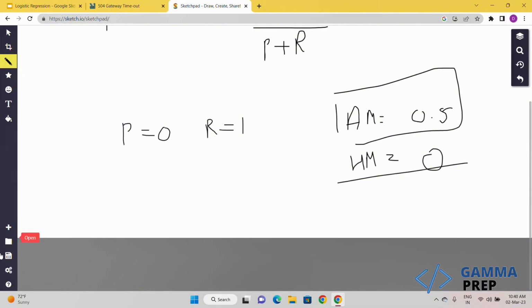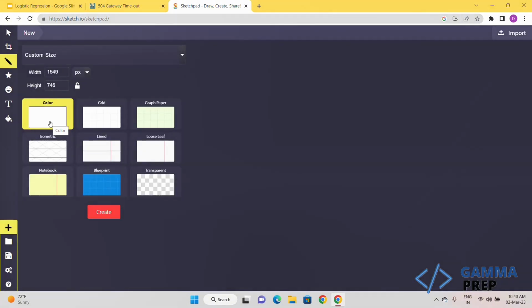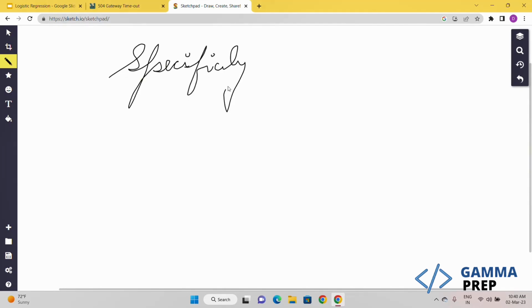Now we have one more evaluation metric which is called specificity. Now, what is this? It is basically the proportion of actual negatives that are correctly identified. Out of all the actual negatives, how many of them are correctly identified. Obviously, true negatives are the ones which are correctly identified as negatives, and they are actually negatives also.